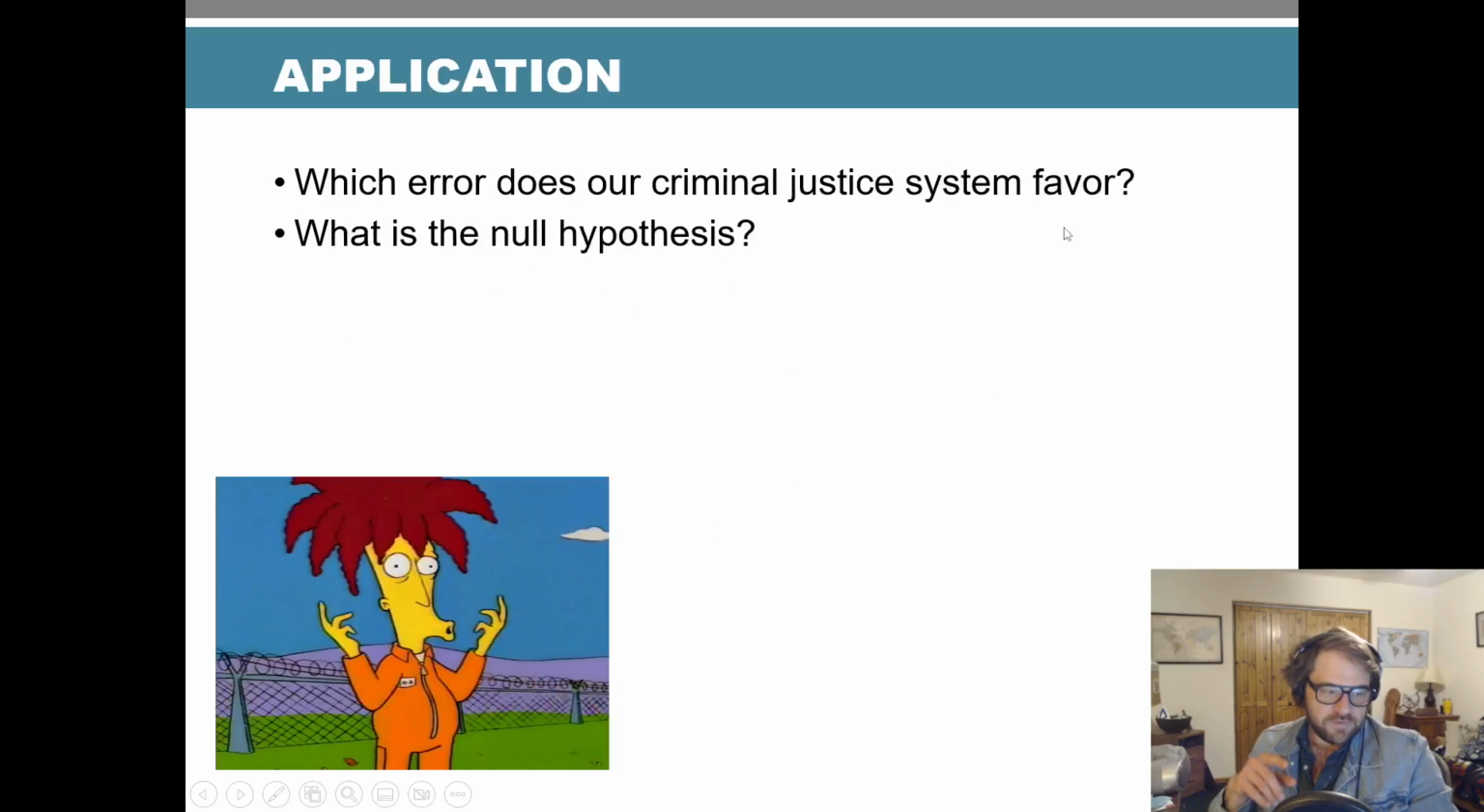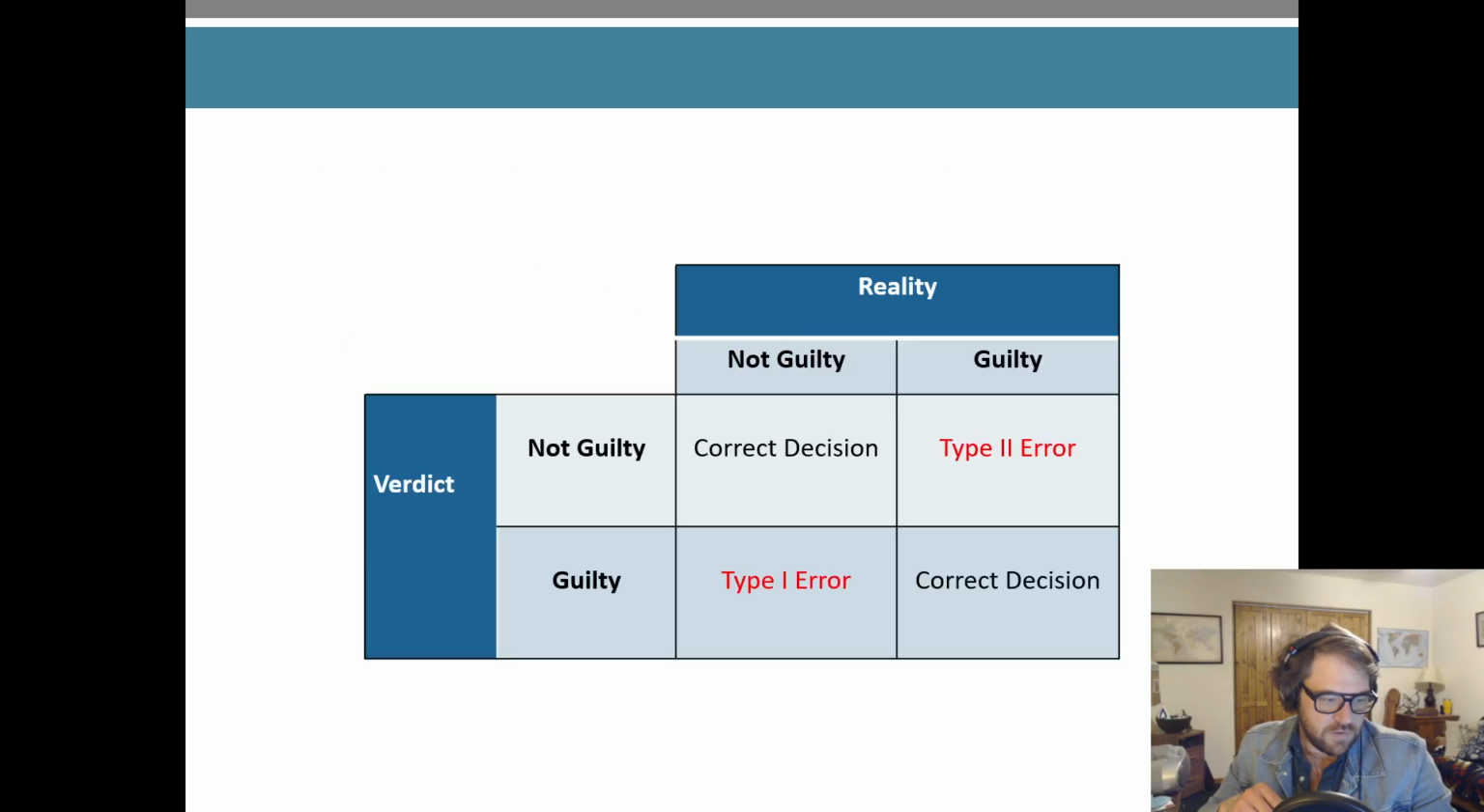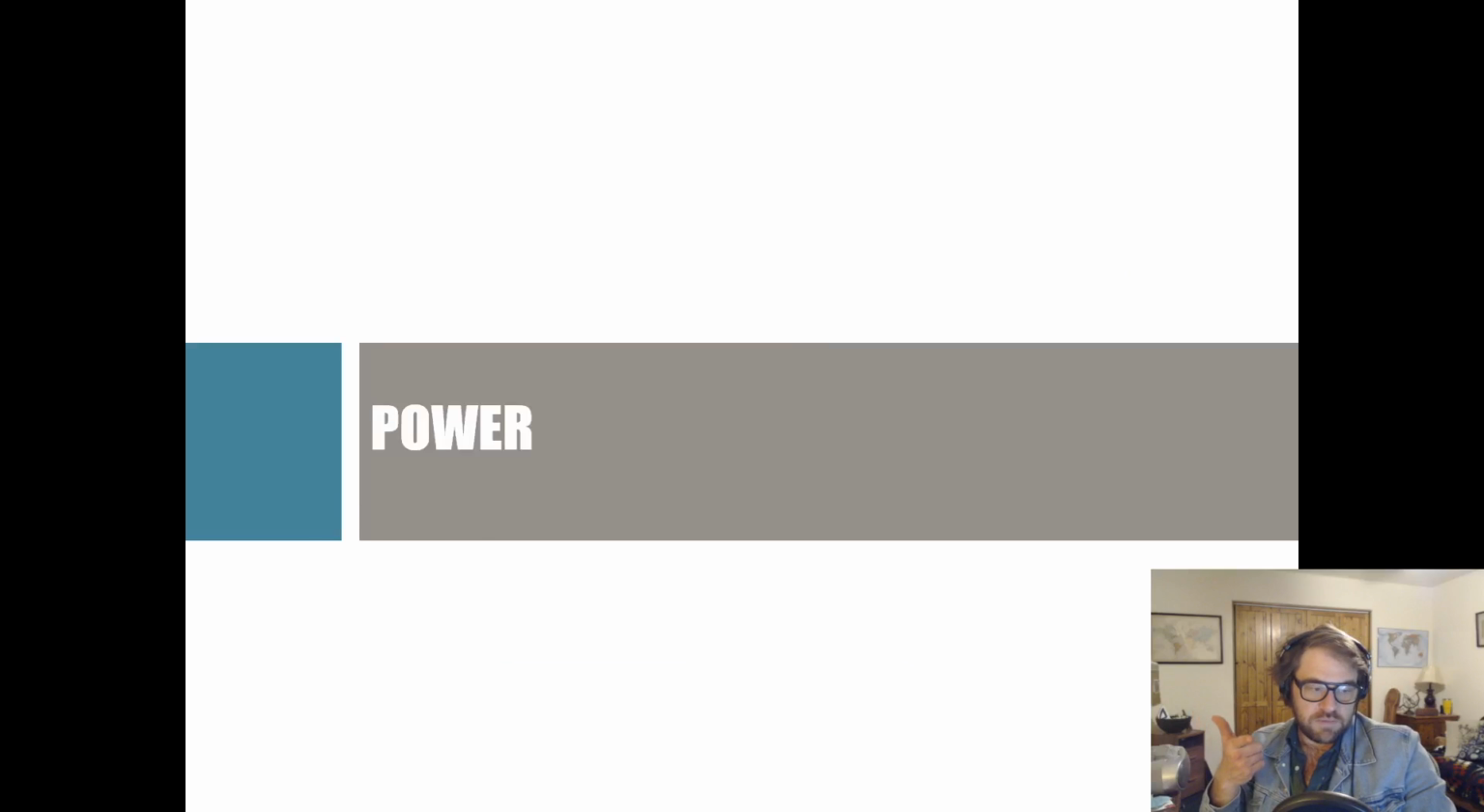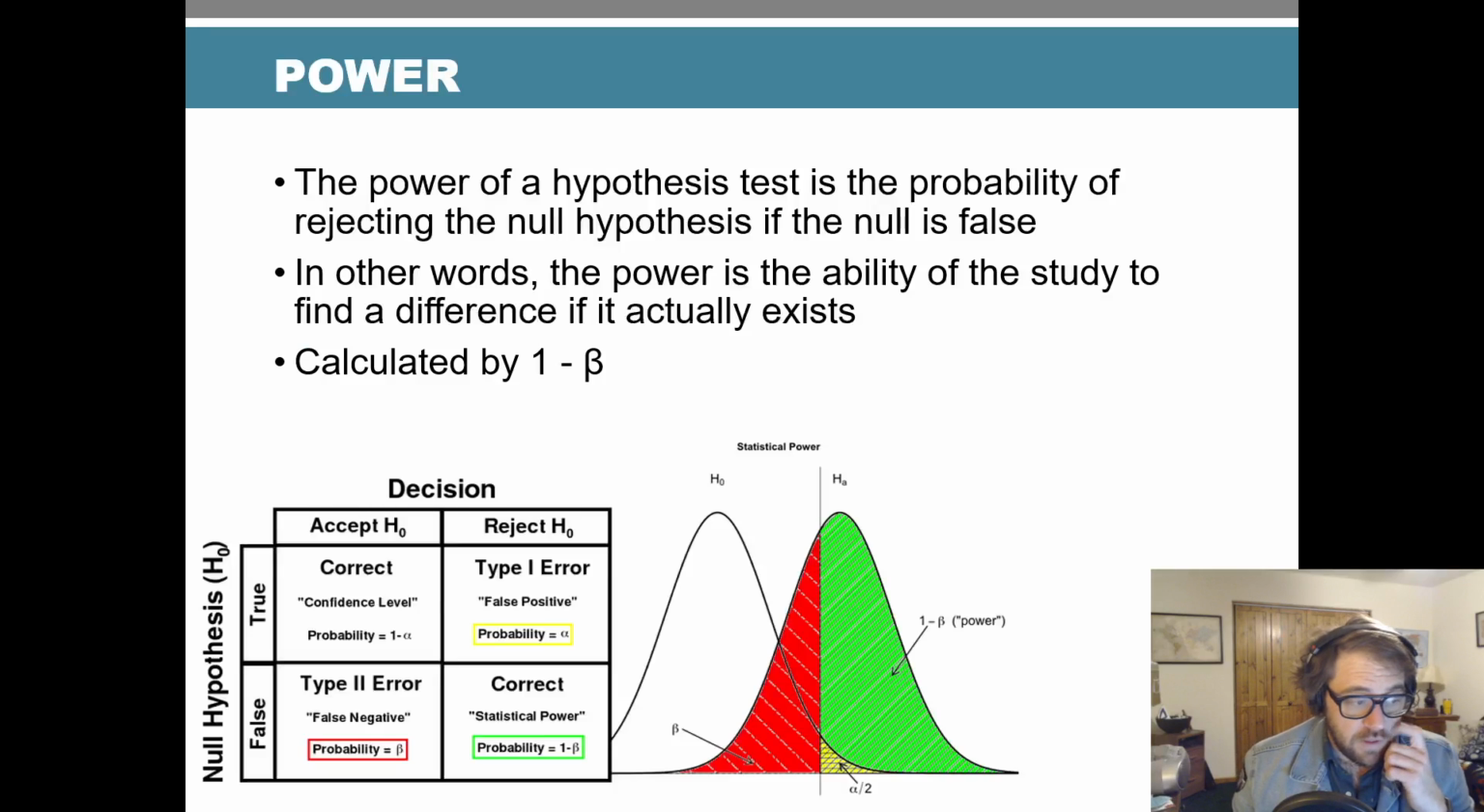Okay, let's go back. This is your table again. Keep an eye on it. And now let's talk about power. The power of a hypothesis test is the probability of rejecting the null hypothesis if the null is false.